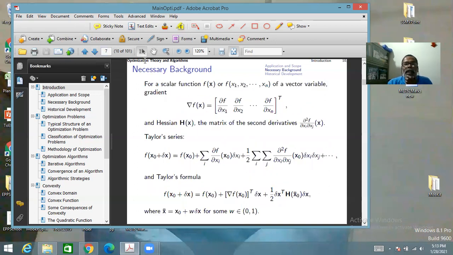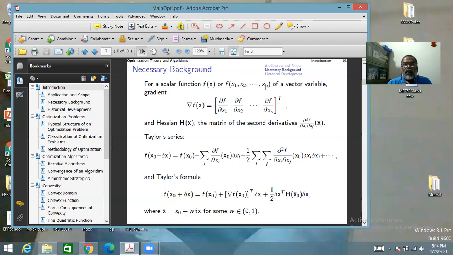Now, that was vector function of a scalar variable. Okay. Now we are talking about scalar function of a vector variable. Okay. In the last slide, I talked about scalar function and vector function of a scalar variable. Now we are talking about a scalar function of a vector variable. Okay. A multivariate problem. Okay.